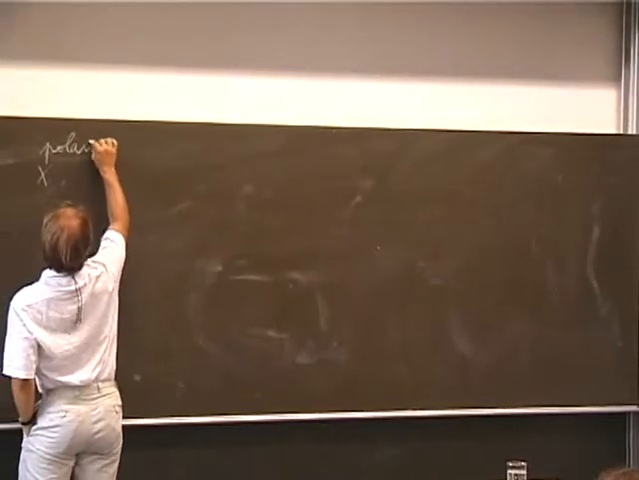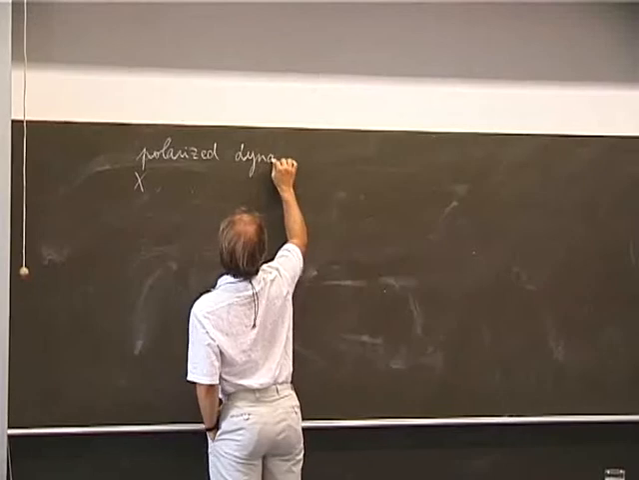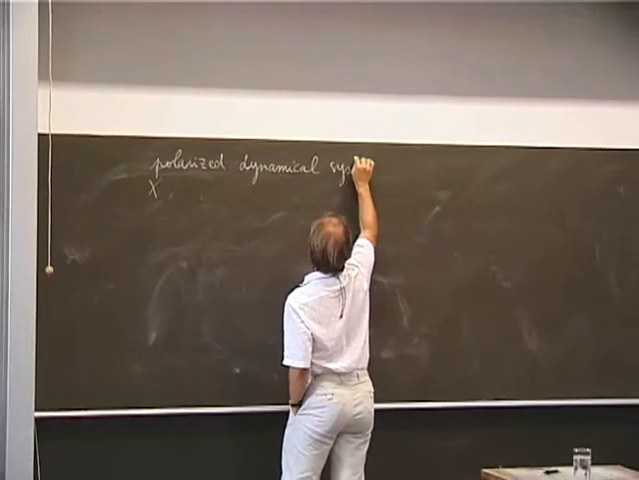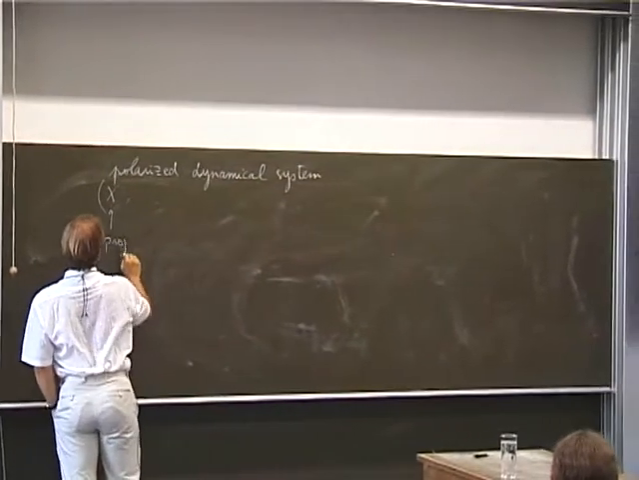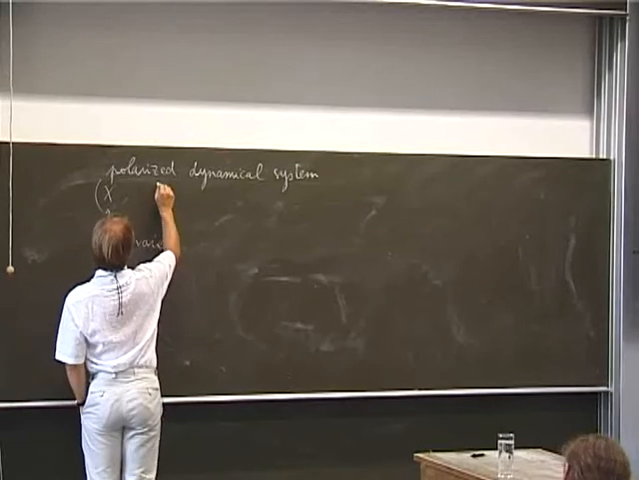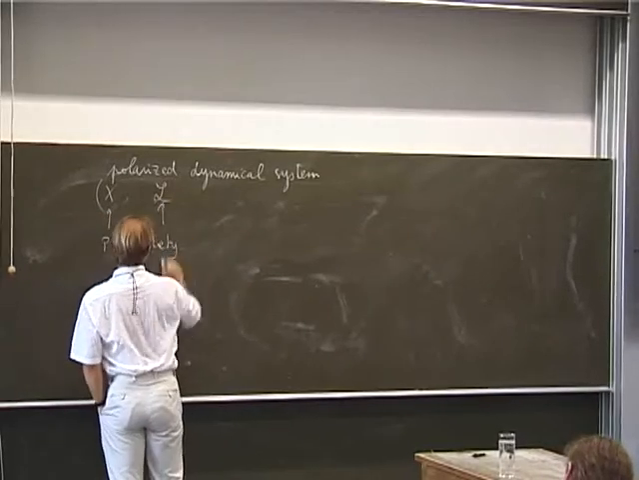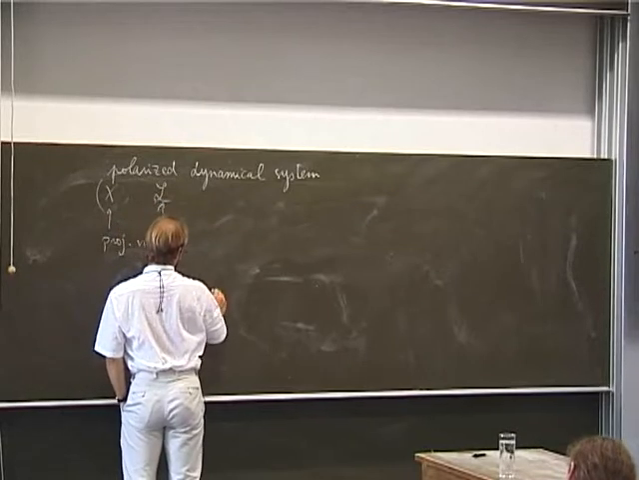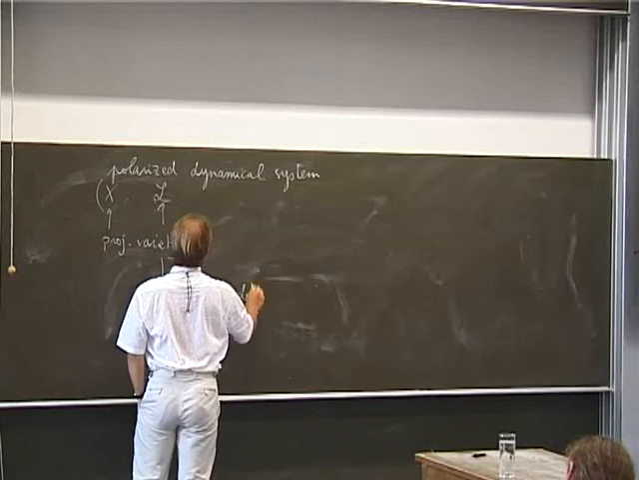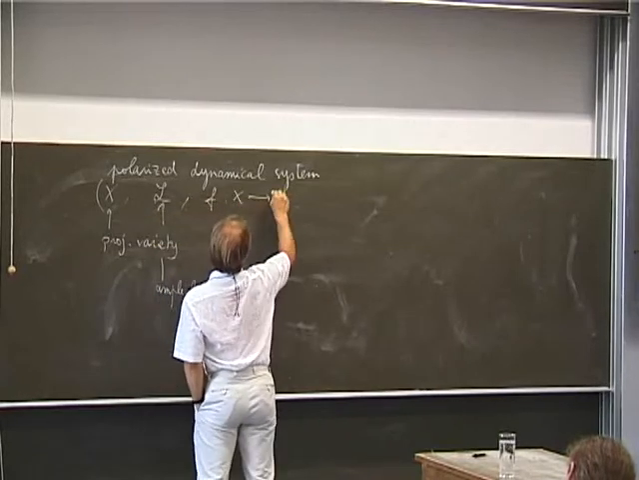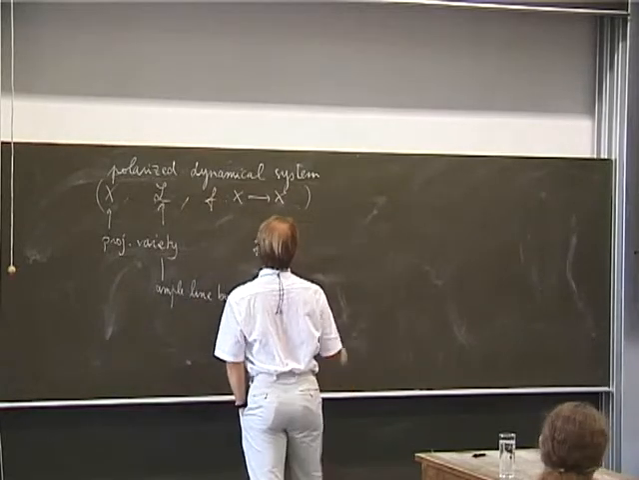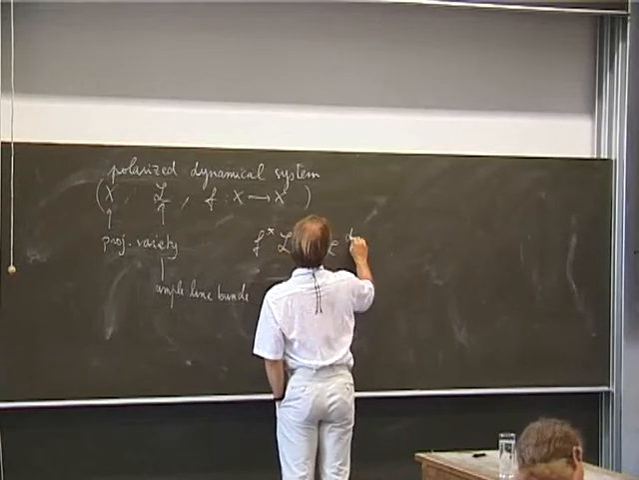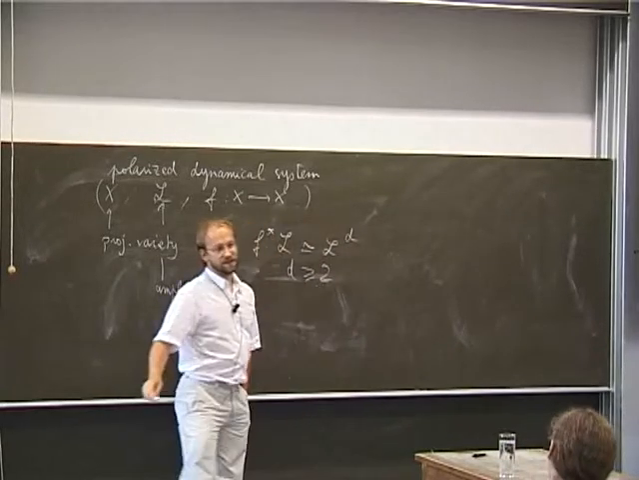I had defined the notion of a polarized dynamical system, which was made of a projective variety X, of an ample line bundle L, and of a map F from X to X, such that the inverse image of the line bundle L by F is isomorphic to some power L to the q, with q greater than 2.